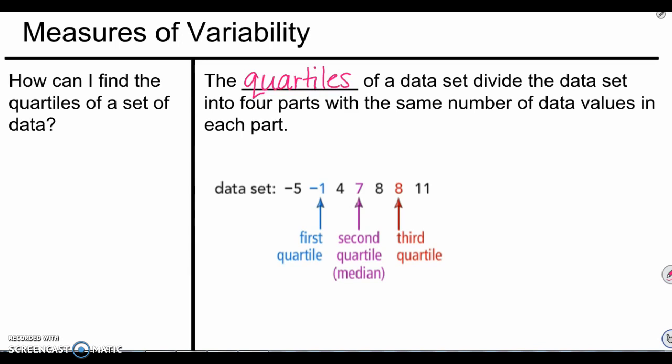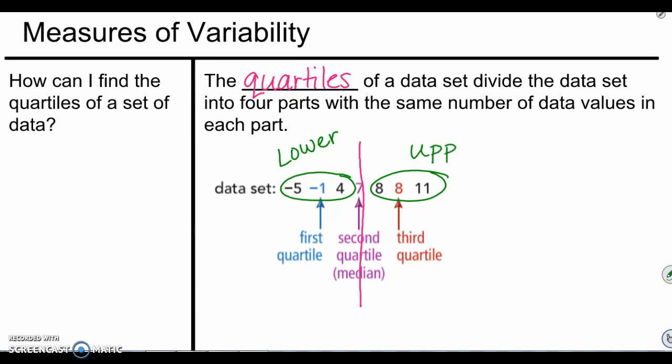We begin with finding our second quartile, which is our median or middle number. That divides our data into 2 parts. We have our lower half of the data, and we have our upper half of the data. With our lower half of the data, to find our first quartile, we find the median of the lower half. To find the third quartile, we find the median or middle number of the upper half.